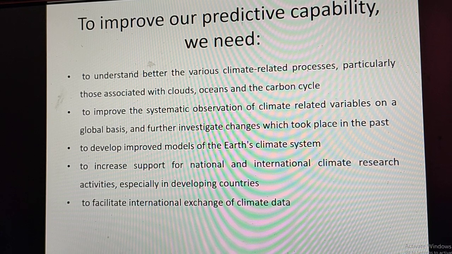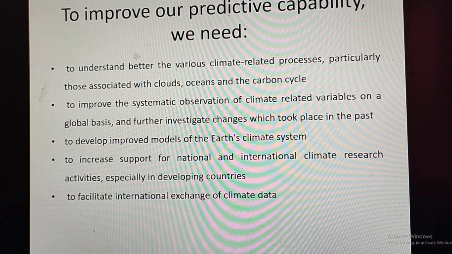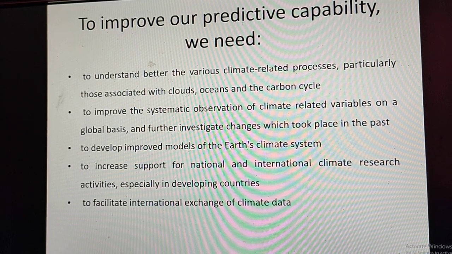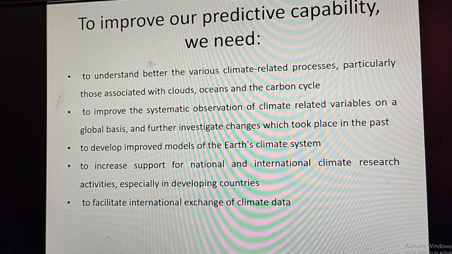We need to improve the systematic observation of climate related variables on a global basis and further investigate changes which took place in the past, develop improved models of the earth climate system, and increase support for national and international climate research activities, especially in developing countries. To facilitate international exchange of climate data is very important because of research worldwide. If we do this, then only can we conclude how the climate is changing globally.